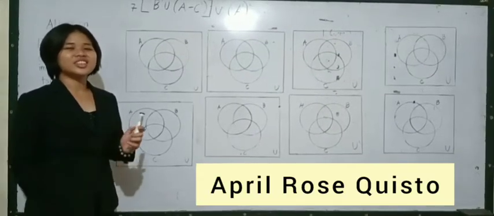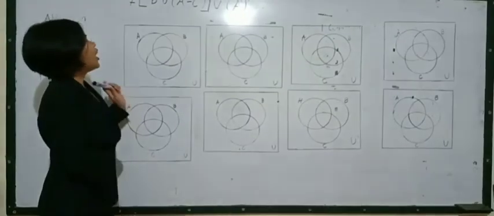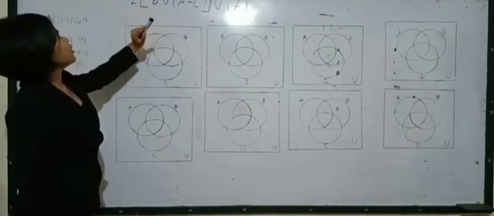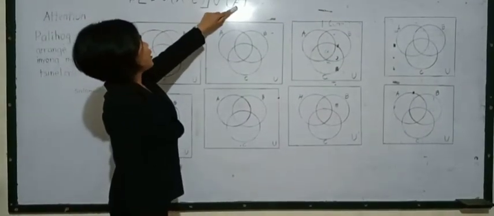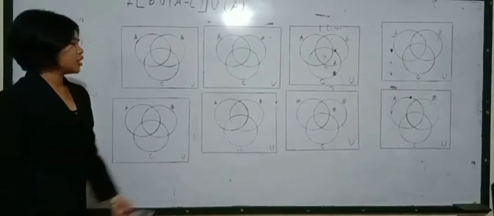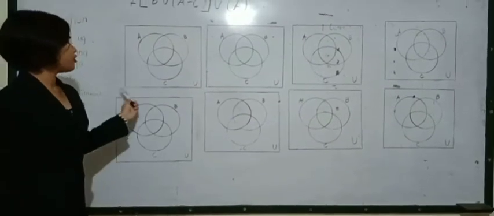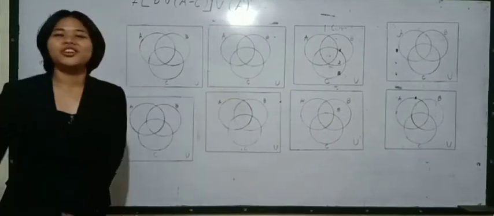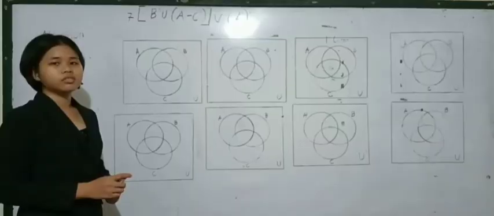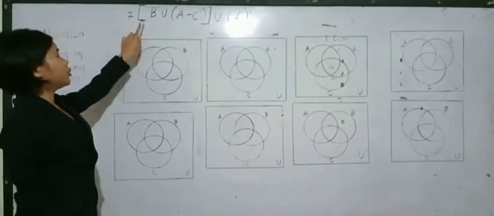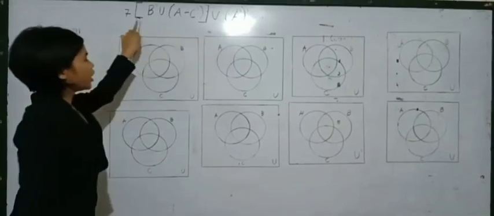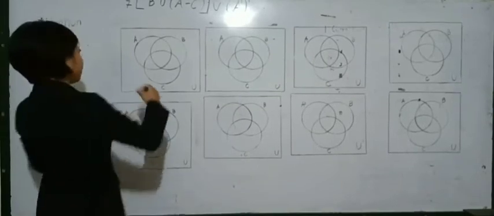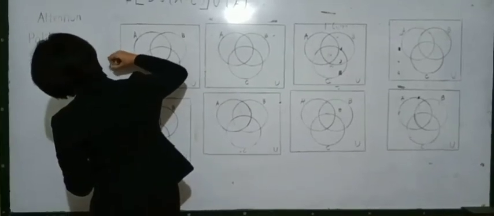Good day everyone. So today I'm going to discuss how to shade the set B prime union A minus C prime union A prime and prime on a Venn diagram. So I prepared all the Venn diagrams that we need in solving these sets. Without further ado, let's get started. So now we are going to solve these sets on a Venn diagram. So step 1.